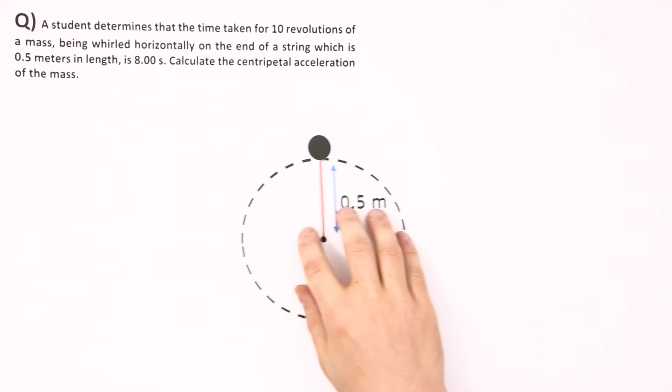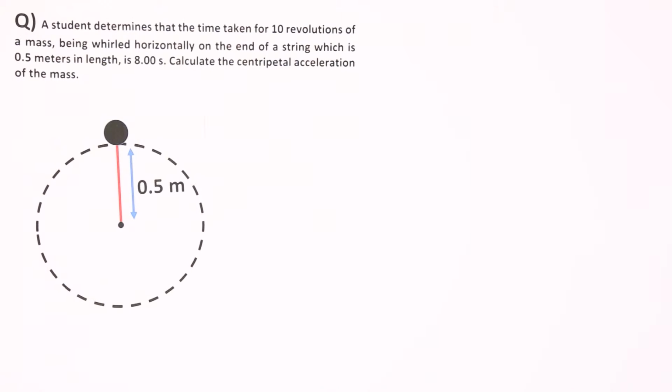To start, we know that the time taken for 10 revolutions is equal to 8 seconds. And we need to convert this to time taken for 1 revolution so that we can determine velocity in the future. So time is equal to 8 seconds divided by 10 revolutions, which gives us 0.8 seconds per revolution.